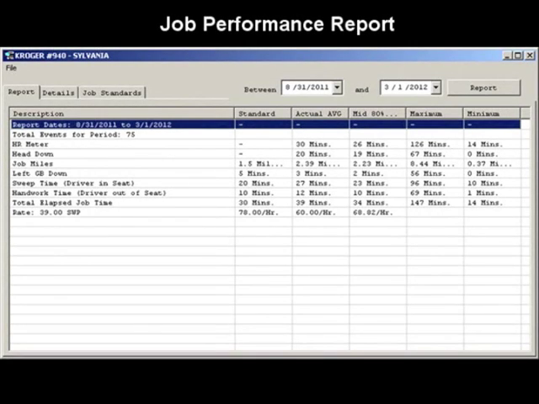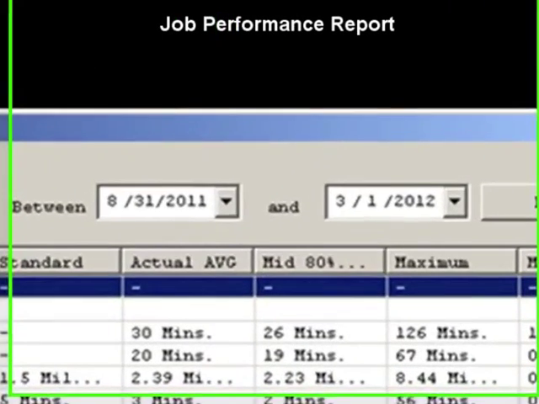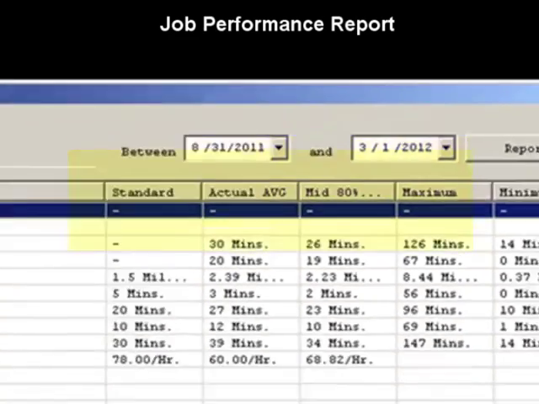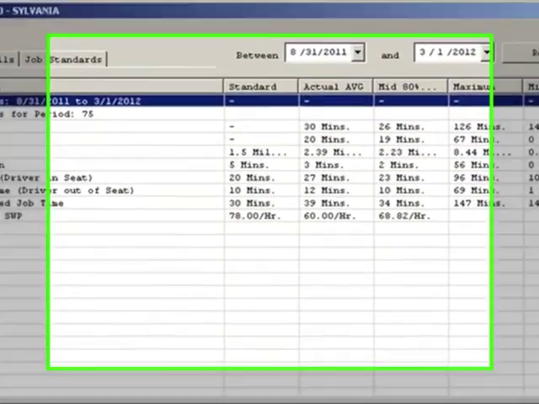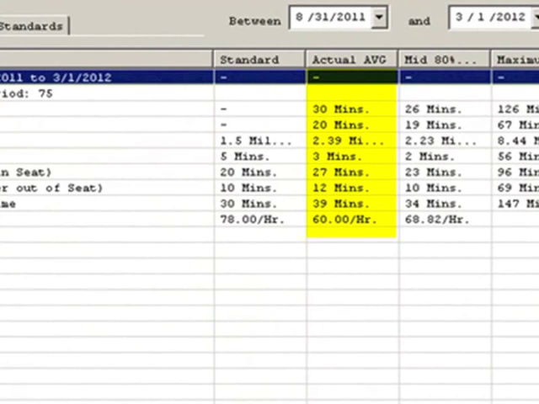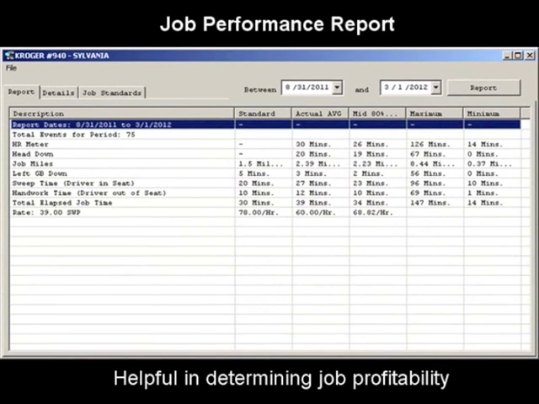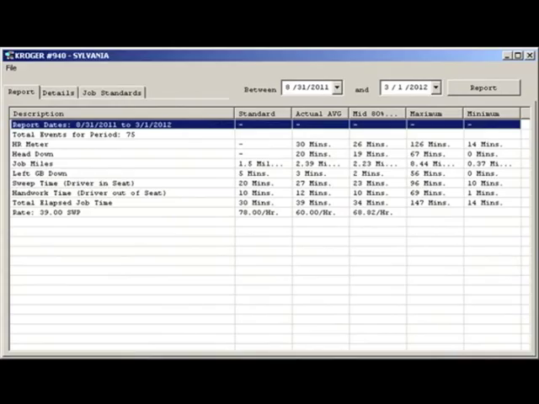This is a screenshot of the job performance report, which allows the user to select any date range for a job and get a snapshot comparison of actual performance against the targeted performance and hourly rate. The averages are created two ways. The first is a pure average based on the number of events indicated in the reported date range, and the second is a modified mid-80% average, which deletes the high 10% numbers and the low 10% numbers in each category. The mid-80% average is helpful in tuning up the performance targets for the job based on history. This is a powerful tool in determining the profitability of a job over time.